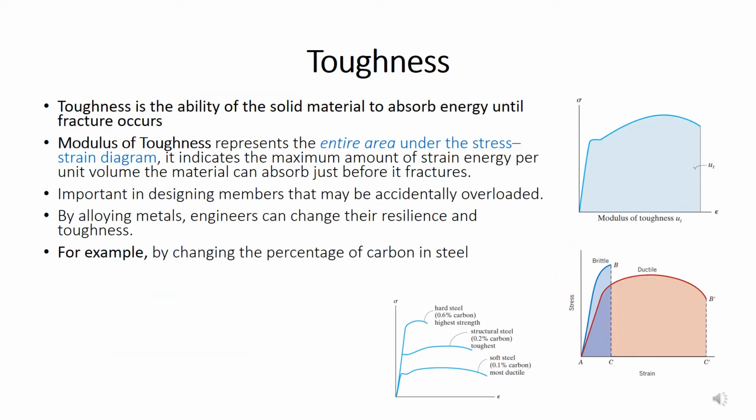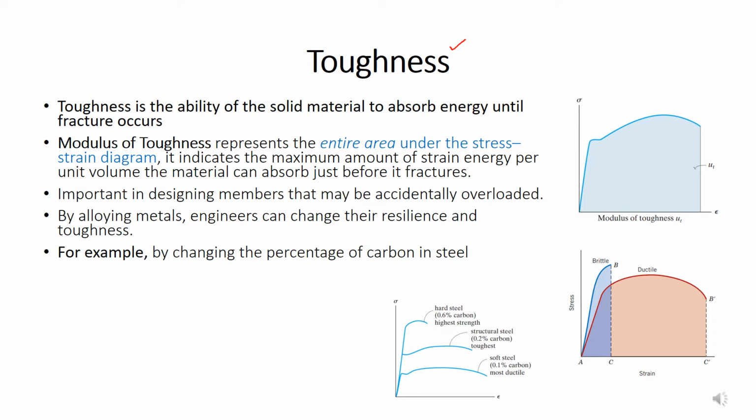Then we have toughness. Toughness is the ability of a material to absorb energy until it fractures. There is a modulus of toughness, which represents the area under the entire stress and strain curve. So if you take the fracture point and calculate the area under the stress and strain curve, you will obtain the modulus of toughness.